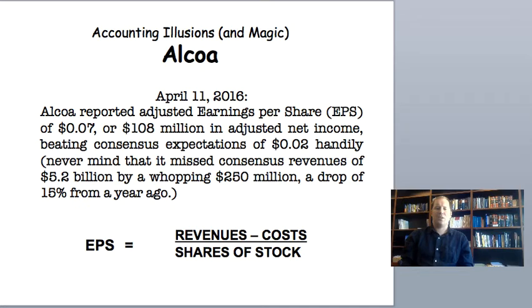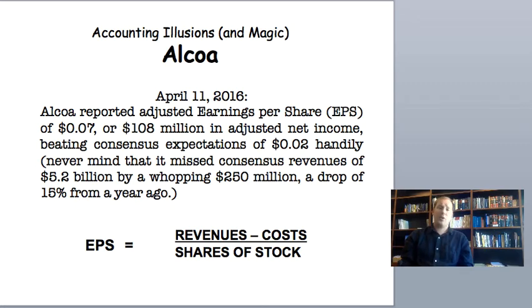Here's the equation for it right here at the bottom of your page. It's revenues minus costs over the shares of stock outstanding. Well, if revenues are flat or down, there's only 2 ways to get your earnings per share up mathematically. You can either drop costs of your company, or you can decrease the number of shares of stock that are in the marketplace. Either of those ways would increase the earnings per share if revenues are decreasing.